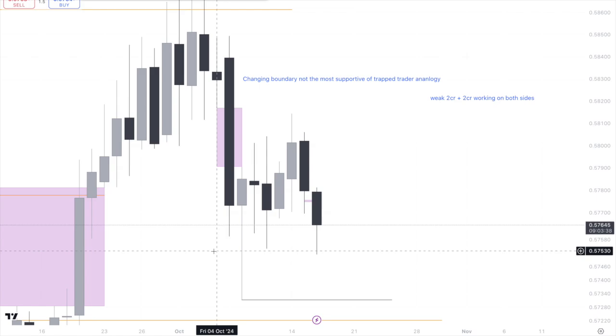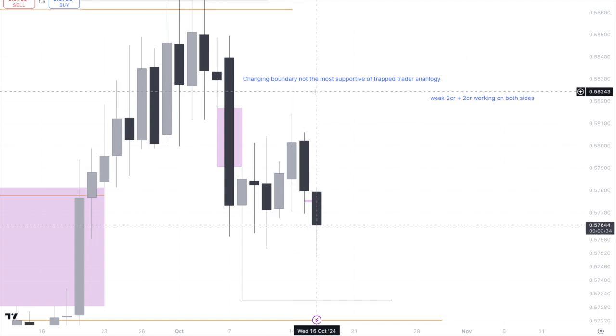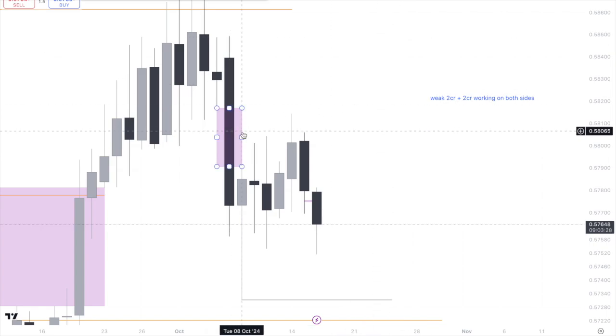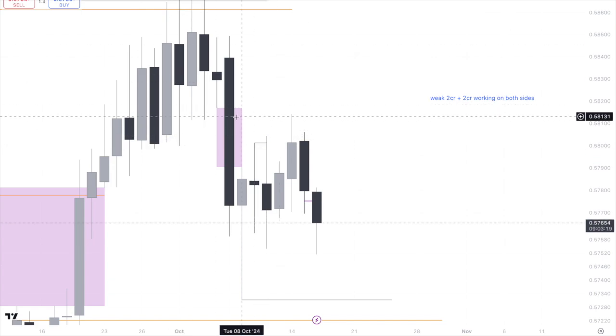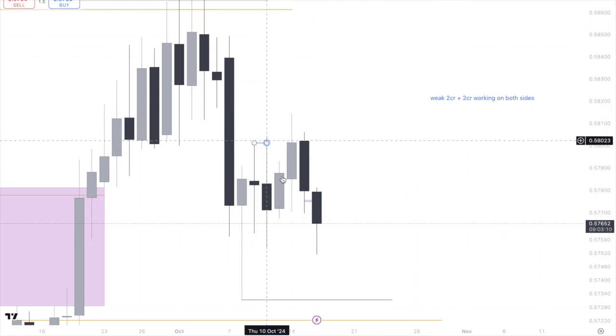What I have written here is changing boundary, not the most supportive of the trap trader analogy. And what that means is, when we trade into this fair value gap with this candle, we've wicked it here, that is now the boundary, not the fair value gap, right? So anything that's coming back here, this is kind of irrelevant now. You're now looking, okay, can we sweep this to go lower? Or, oh, okay, can we disrespect this to go higher?